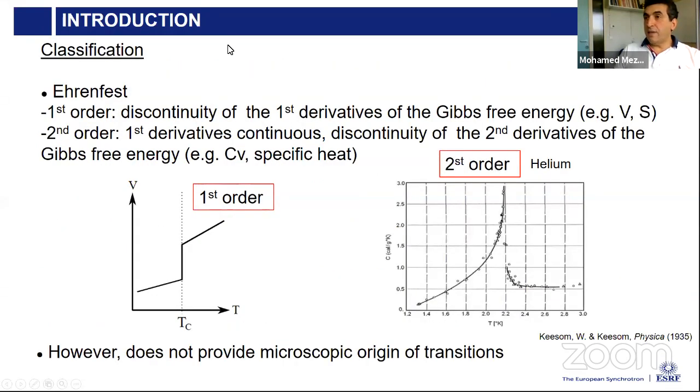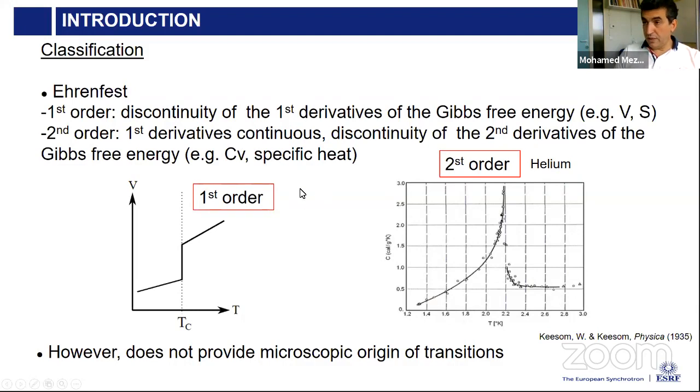Okay, and because of that, it was proposed to classify the phase transition according to the Ehrenfest phase classification. You can have first order phase transition, second order phase transition. In the first order transition, you have the discontinuity of the first derivative of the so-called Gibbs free energy, which is a thermodynamic potential. In other terms, it's a discontinuity in the volume, for instance, or in entropy. And for second order transition, you have the first derivatives that are continuous, but you have a discontinuity of the second derivative of the Gibbs free energy. In this case, for example, the specific heat.